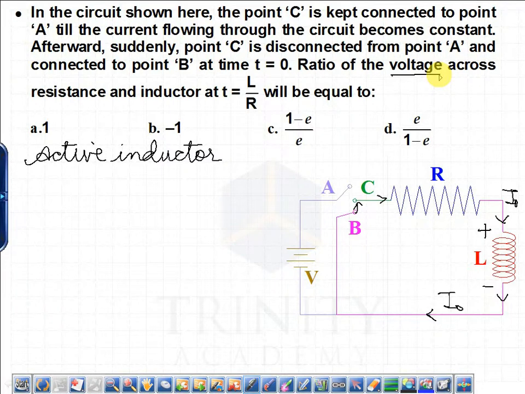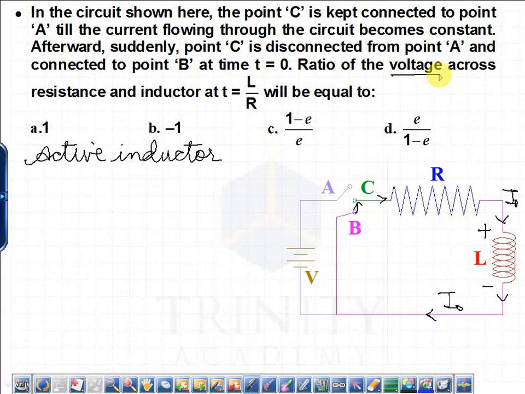Now this circuit becomes an LR discharging circuit because the energy of the inductor will be discharged through the resistor. So during this part, the energy would be shared by the resistor and inductor through the various values of current. But here current is not at all required, it is voltage that is required.